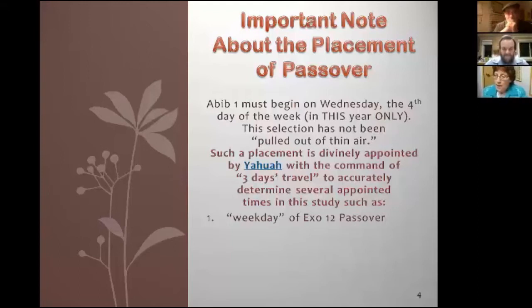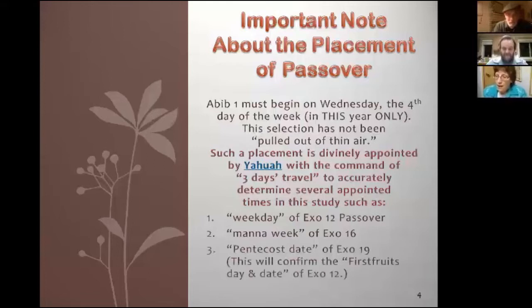But anyway, in this study, we are going to pinpoint the exact day of the week that Passover happened. We already know it was the 14th of the month, but what day was it? Monday, Tuesday, Wednesday, what day was it? We will also pinpoint exactly where the Manna week fell in the second month. That will be in Exodus 16. The calendar will also exactly point out the Pentecost date. Was it the 3rd of the 3rd month or the 4th or the 15th? It'll actually tell us exactly what day Pentecost was at Mount Sinai.